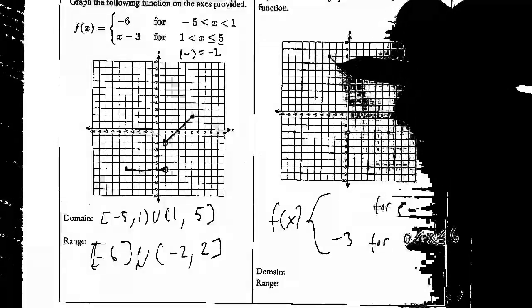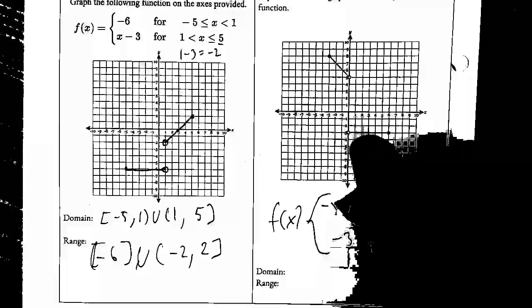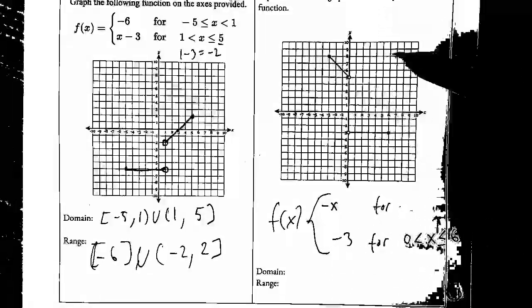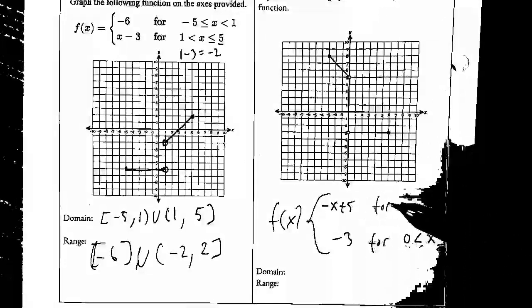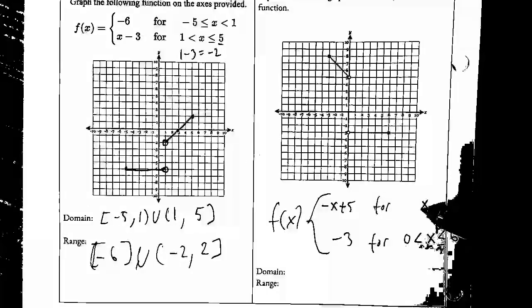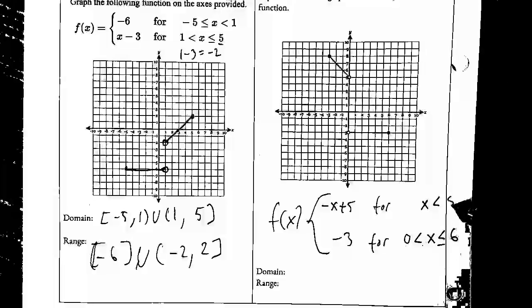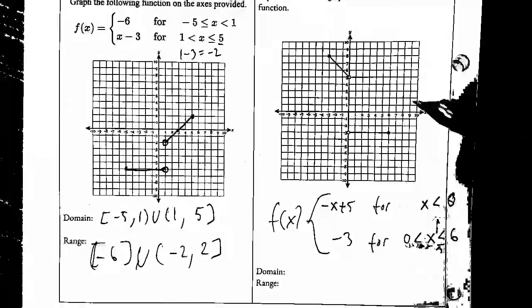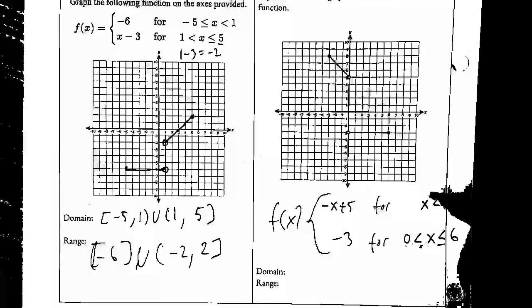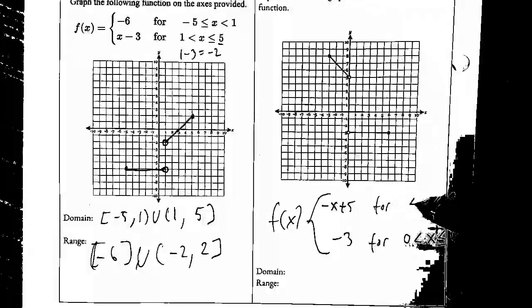It's got a slope of negative 1, so it's going to be negative x. And the y-intercept is 5, so I see that's negative x plus 5. And that's for when x is less than 0, my bad, because it's open there at 0, but it's greater than or equal to negative 3.